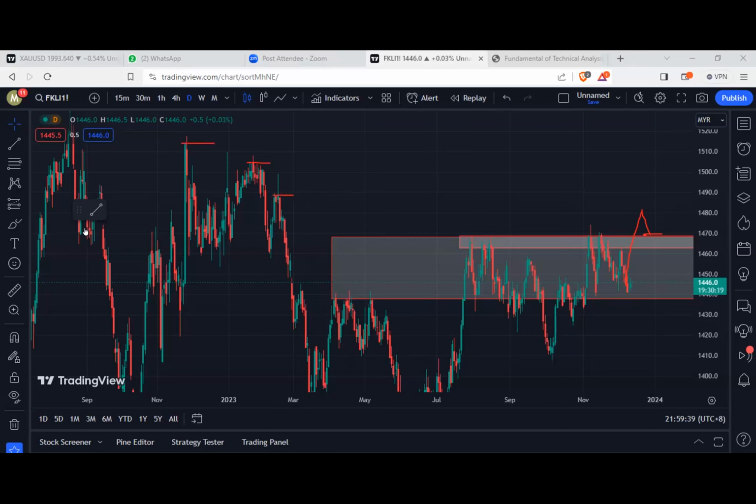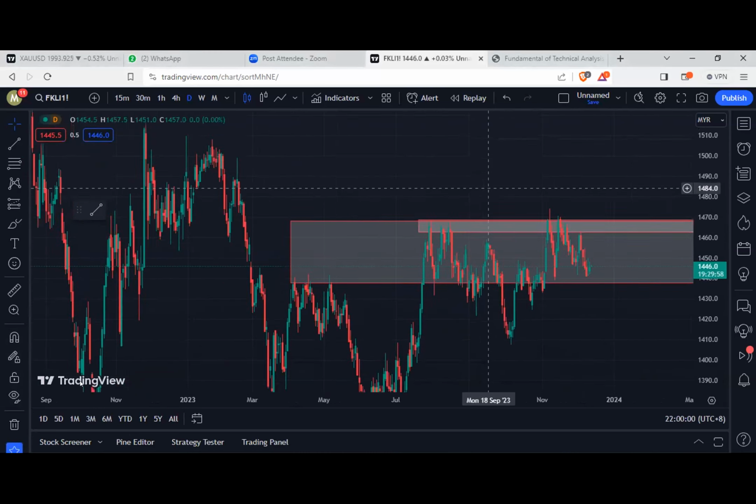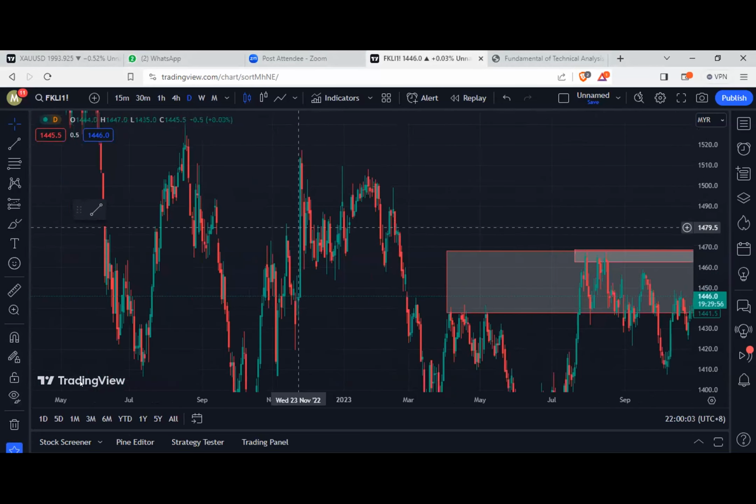They must respect the resistance. Resistance cannot be easily penetrated. First hit, second hit, and then for the third time, only then they can break out. It's like that. So this is also chart pattern.